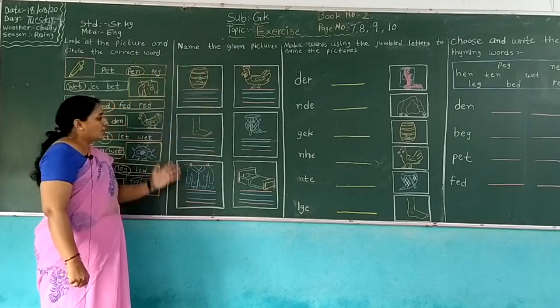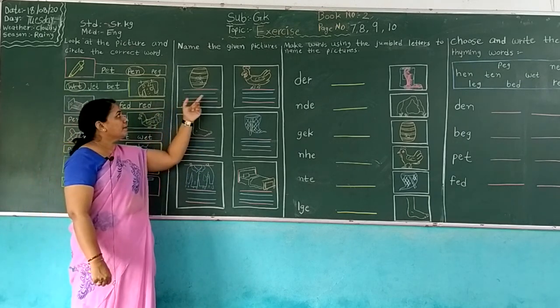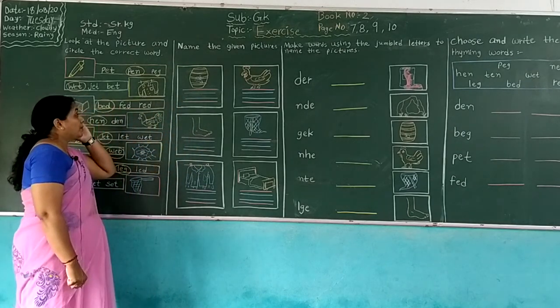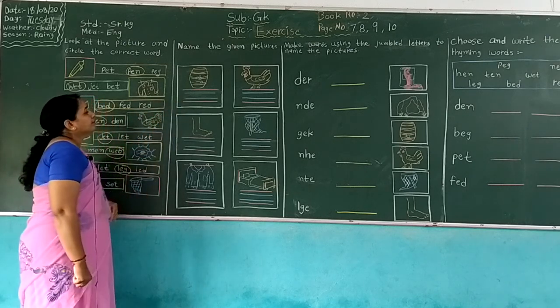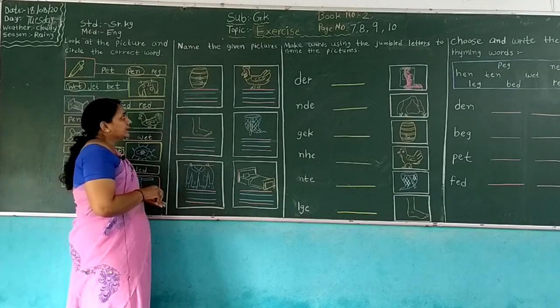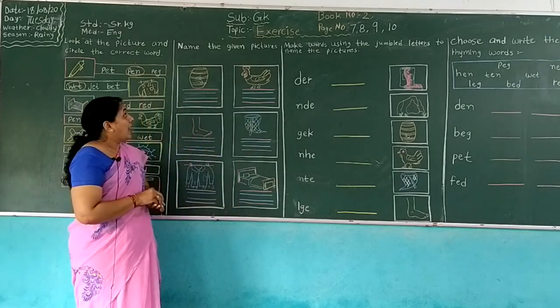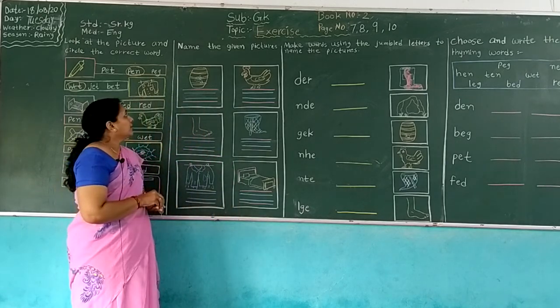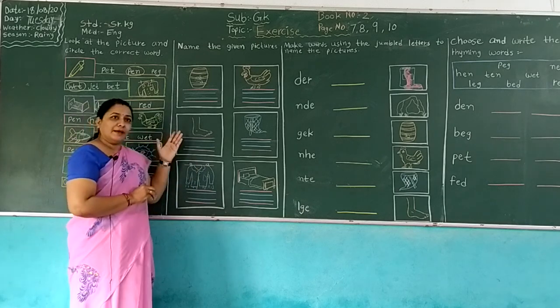That means the pictures are already drawn. You only write the names. Name the given pictures. N-A-M-E, name. G-I-V-E-N, given. P-I-C-T-U-R-E-S, pictures. Name the given pictures. Page number 8. Okay, fill up everybody.